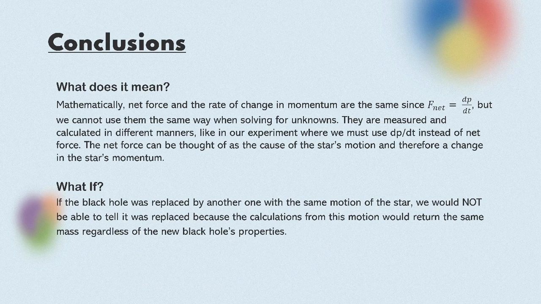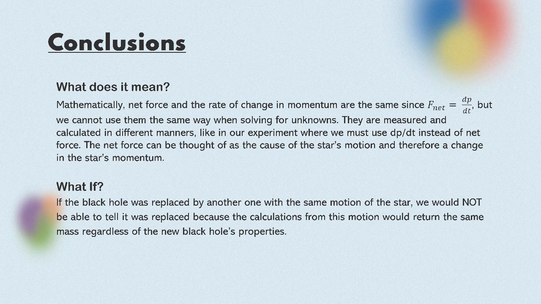So what does that mean? Well, mathematically, net force and the rate of change in momentum are the same since F net equals dp over dt, but we cannot use them the same way when solving for unknowns. They are measured and calculated in different manners, like in our experiment where we use dp dt instead of net force, because we only have the star's mass, delta t, and its trajectory data.